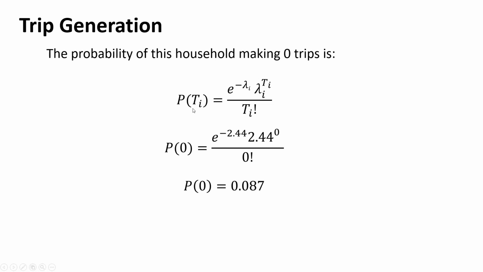And now we can say, well, what's the probability that this household makes no trips? So we plug in 0 for t. Trips is 0. Our lambda is 2.44. Don't forget there's a negative here. That'll catch you. I'll plug in 0 for the t's, and we end up with the probability that a household that is expected to make 2.44 trips making 0 trips is about 9%, more or less.